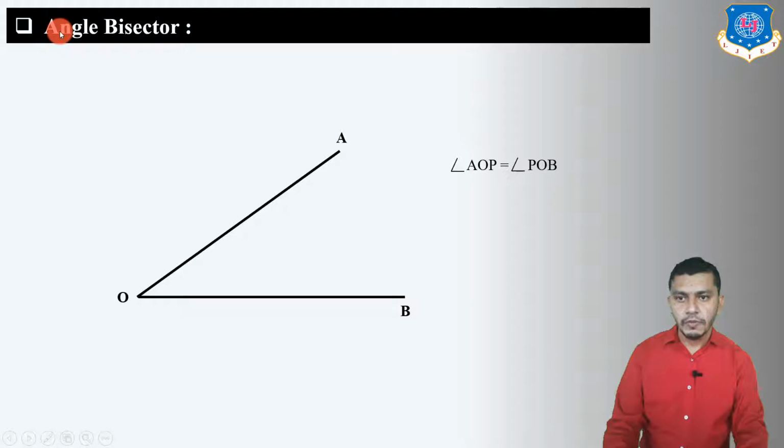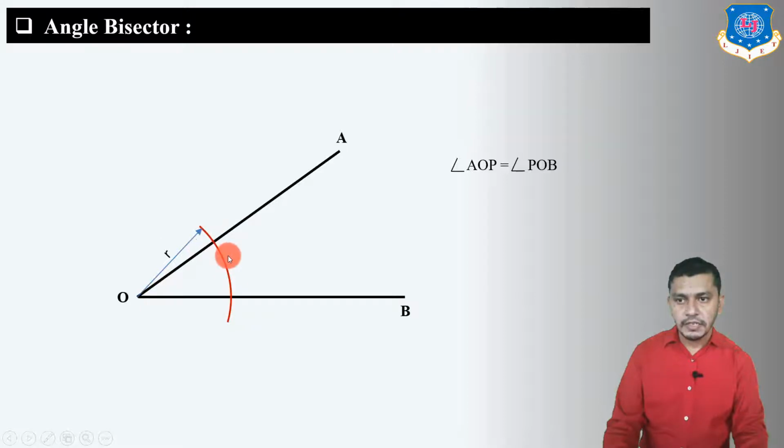Okay, so now what we have to do, we have an angle AOB, and we have to draw an angle AOP and POB such that they will be equal. That means we have to draw a bisector of angle AOB. Okay, so for that what we have to do? Again take the rounder, take center at O and open your rounder at some radius R and give an arc on OA and OB like this.